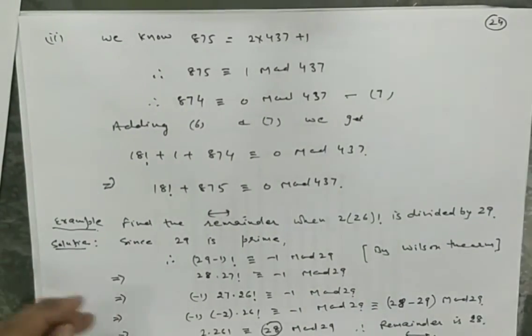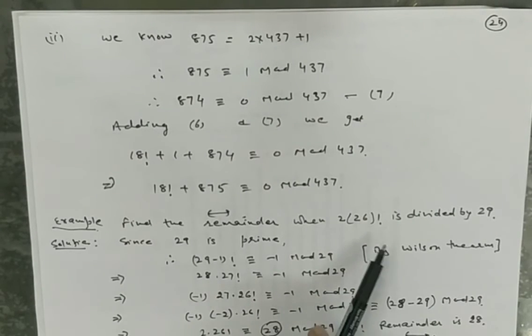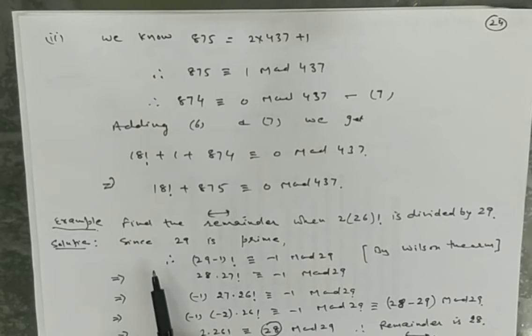Now let's do the next question. Next application of the Wilson theorem, that is, find the remainder when 2 into 26 factorial is divisible by 29. Now again, since 29 is a prime number, therefore by Wilson theorem we will have 29 minus 1 factorial is congruent to minus 1 modulo 29. That is 28 factorial is congruent to minus 1 modulo 29.